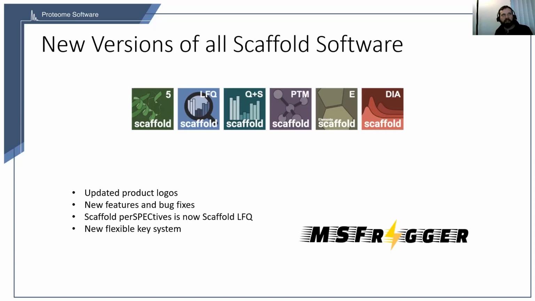Another big thing that we did during this is we've converted everything to the new, more flexible key system that people who already had Scaffold DIA or Scaffold Perspectives will be familiar with. It gives us way more flexibility and is much easier to manage. So for everybody who has an active support license, you should have gotten a license key already for the new programs. If not, feel free to reach out to us and we'll make sure to get that taken care of.